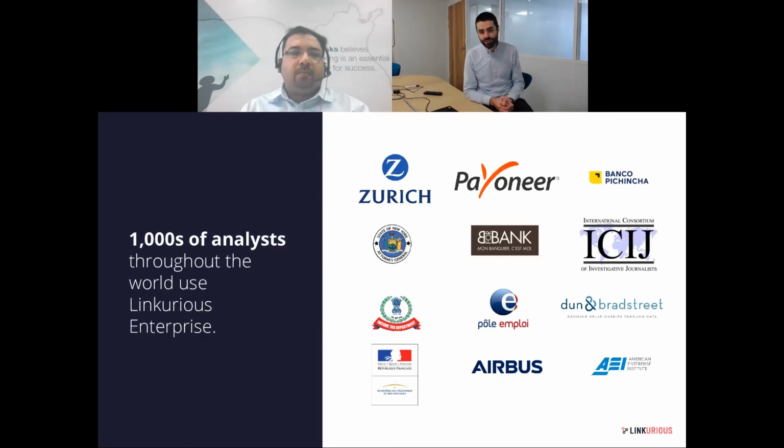Today, as an organization, Linkurious is helping thousands of analysts throughout the world, some of them working with government institutions such as the Attorney General Office of New York or the Indian Tax Agency, and some of us working with financial institutions such as Zurich Insurance, Before Bank, Pioneer, and more. We also work with 3 of the top 5 largest banks in the US.